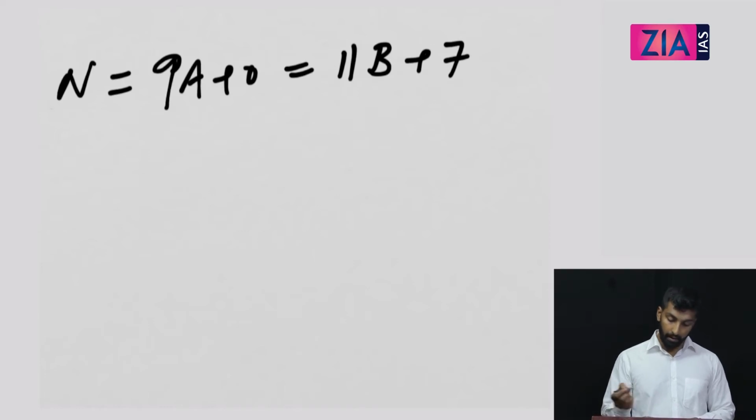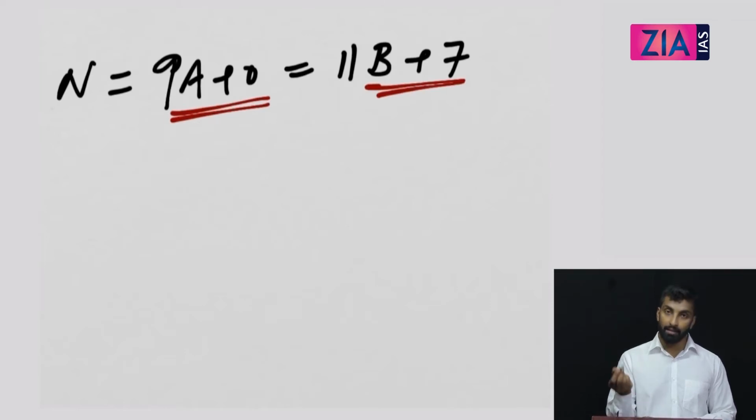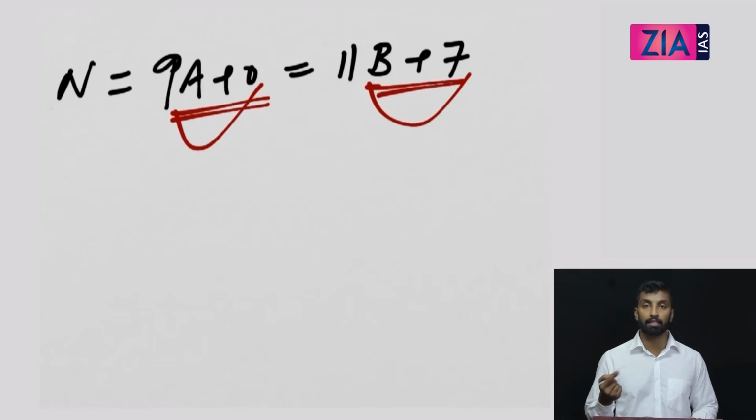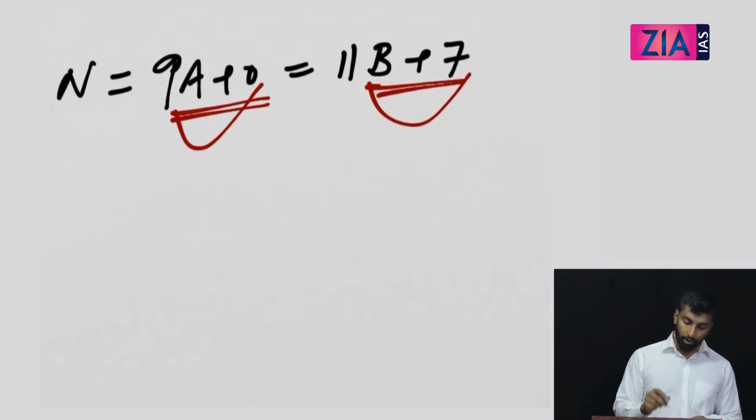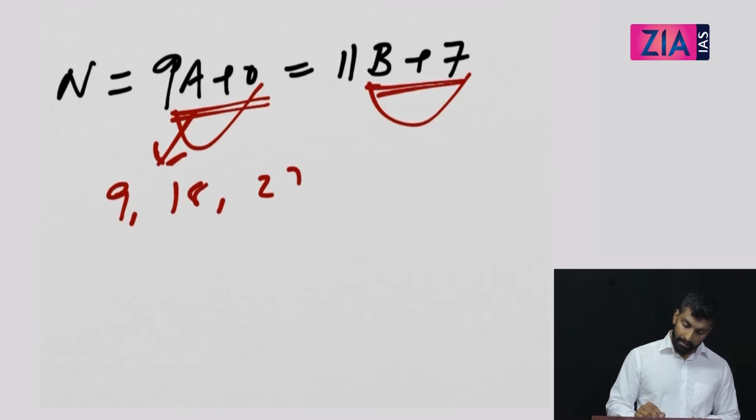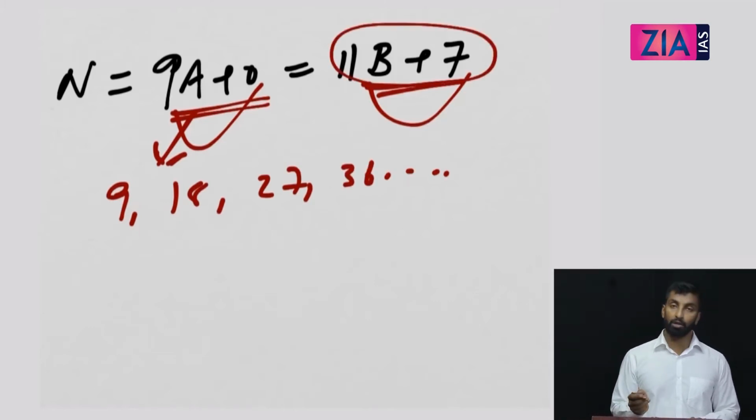Now, this does not belong to the first type or the second type. The first type is when the remainder is common, and here obviously the remainders are different. The second type is when the difference between the divisor and the remainder is the same, and here it is different. So this belongs to the third type, where we need to find it manually, right? So what is the first series if you expand 9a plus 0? The possible numbers are 9, 18, 27, 36, and so on.